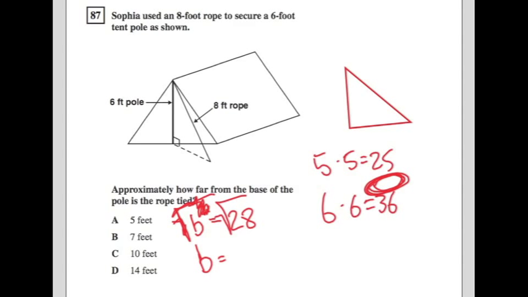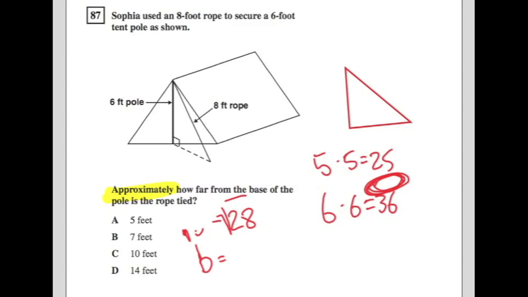So I'm going to go ahead and reread the question because maybe I got something wrong here. So it says, approximately how far from the base is the pole tied? Okay, I get it. I forgot. It's this one word, approximately. So that means how close is it? About how close. So I know it's more than 5. I know it's less than 6.